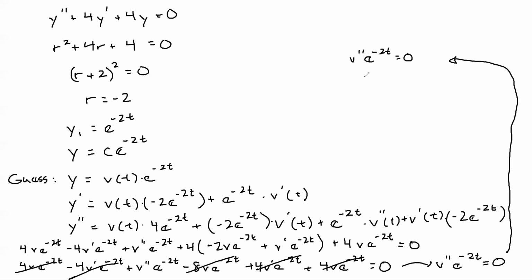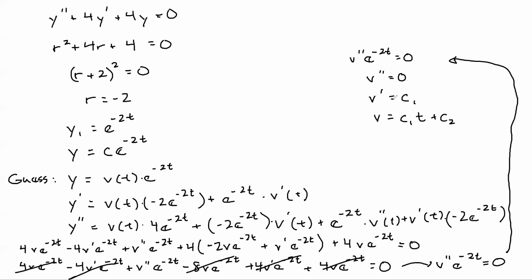So we could multiply both sides by e to the negative 2t, or by e to the positive 2t, and this would turn into v prime equals 0. And then you could go through and just integrate this. So you could integrate both sides, and you'll get v prime equals a constant. And then you could integrate a second time, and you'll get the constant times t plus a second constant.